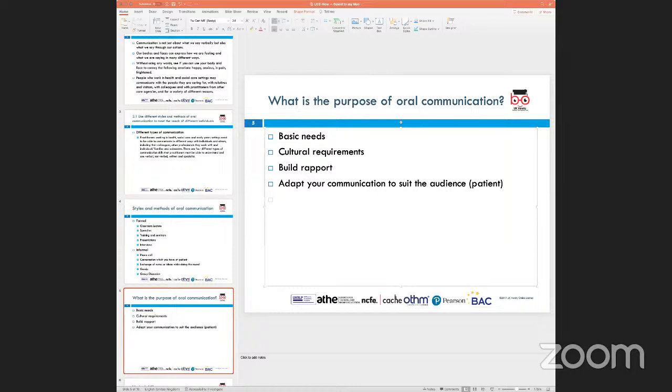So as you can see, there are lots of different things that you are going to be able to do, and this would be related to the oral part of communication. Is that okay? Any questions on this so far? Any questions?